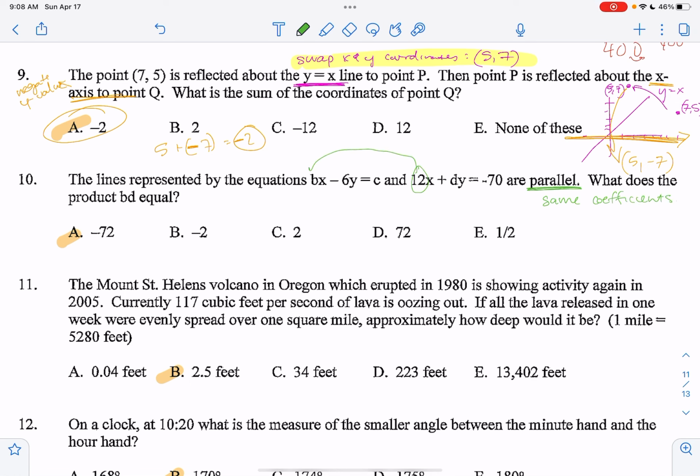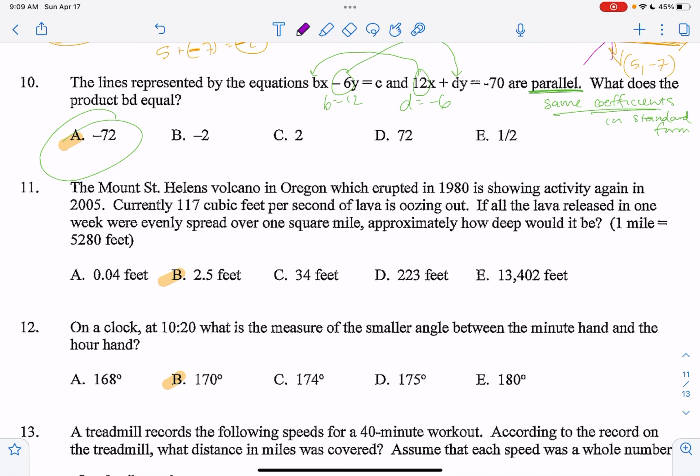So 12 has to be equal to b, and d has to be equal to negative 6. So if you multiply these two, that would be choice A, negative 72. So we have the same coefficients in standard form, they are parallel. So that's a shortcut here.